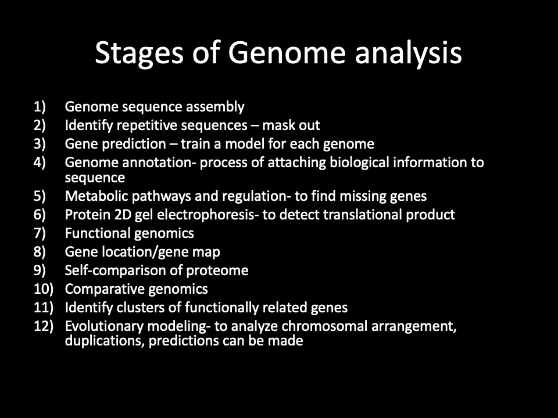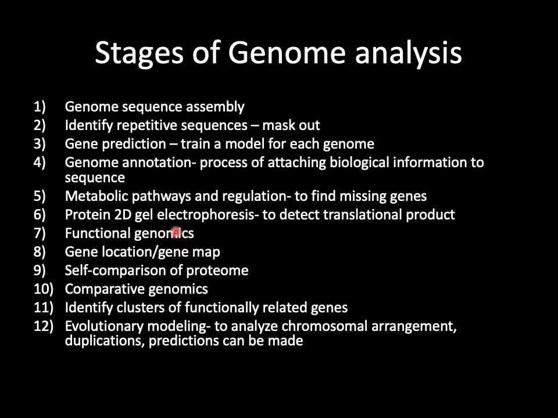For the stages of genome analysis, we first start with genome sequence assembly. What we need to do then is to identify repetitive sequences, which helps us to mask out those areas. Using the repetitive sequences, this can provide us with gene prediction, and so certain genes will have certain repetitive sequences, and we can have a model for each of the genomes. Genome annotation is the process of attaching biological information to the sequence. For the metabolic pathways and regulation, this is to find missing genes.